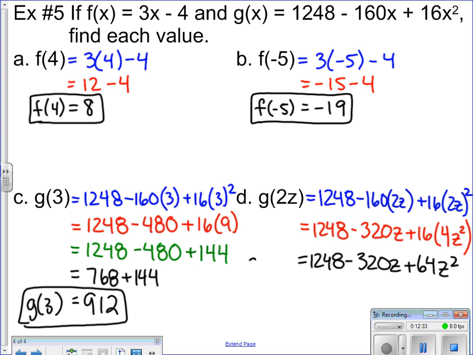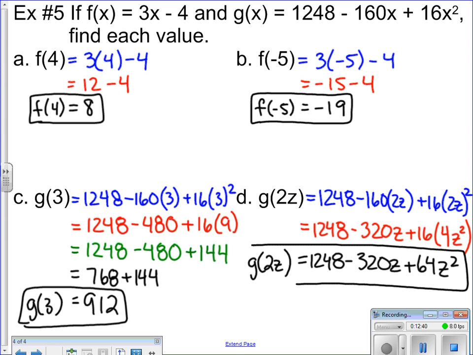And since all of these are different terms, you have no like terms. So this is the answer. 1,248 minus 320z plus 64z squared. Z squared, z, and the one without a z are different. And that would be the final answer. All right, I hope this explains functions.